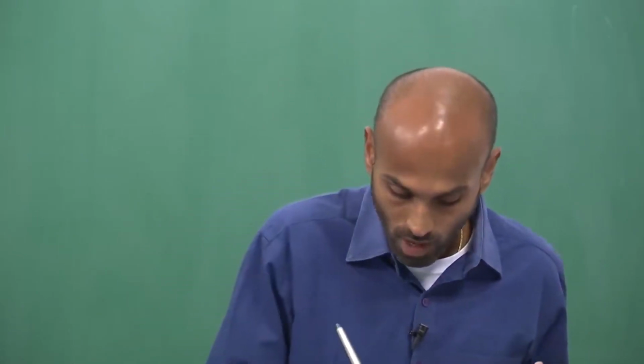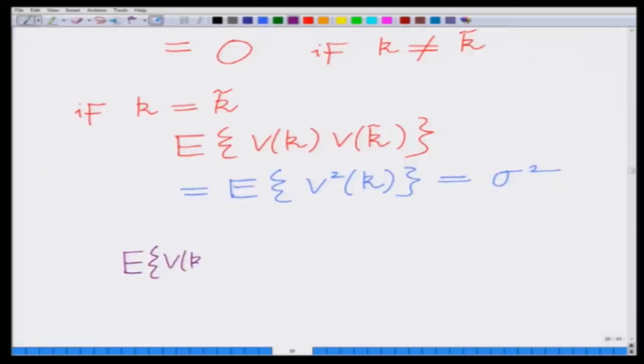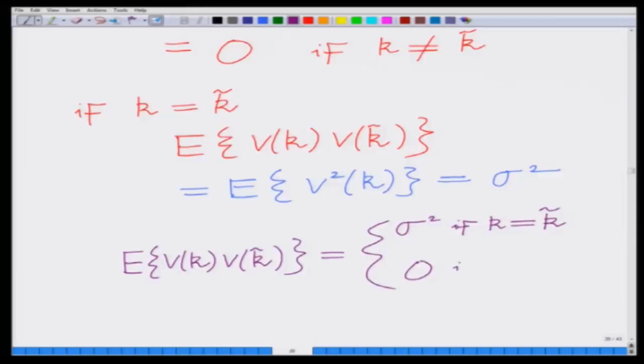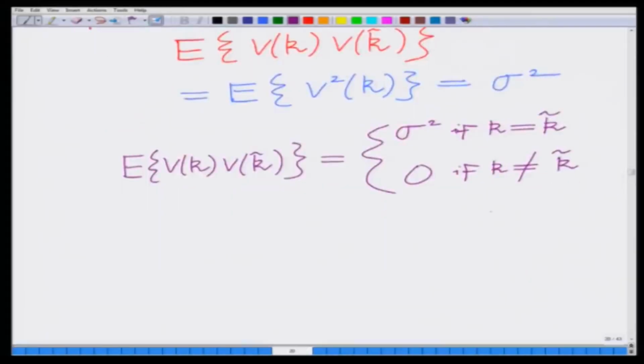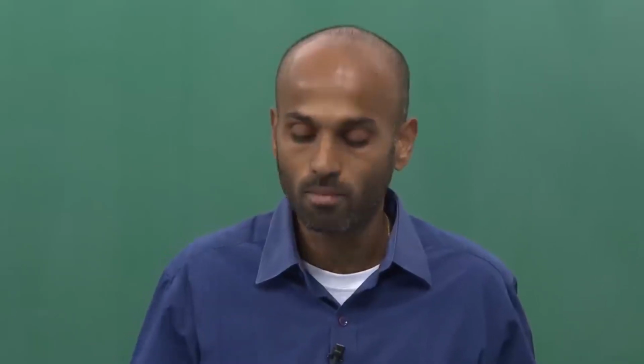Therefore, to summarize this, we have the expected value of the product Vk Vk tilde equals sigma square if k equals k tilde, 0 if k not equals k tilde, which can be summarized as being equal to sigma square delta of k minus k tilde, where delta of k minus k tilde equals 1 if k equals k tilde and 0 otherwise. This is sigma square delta k minus k tilde.